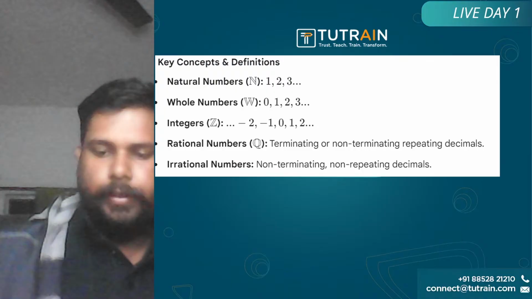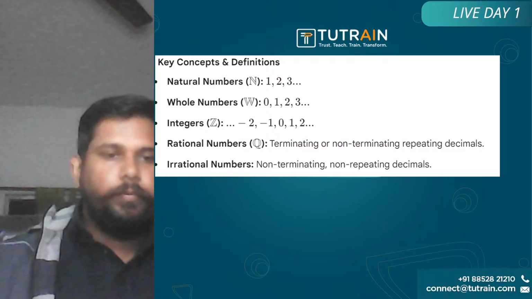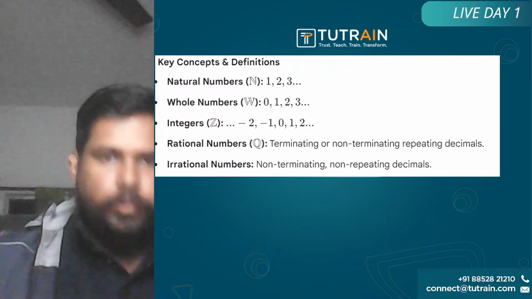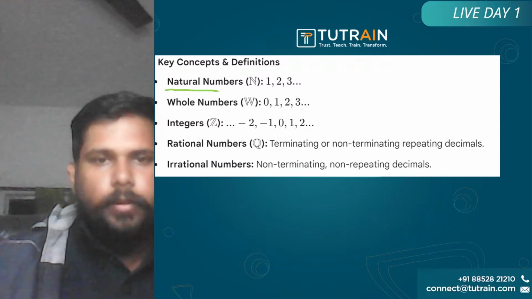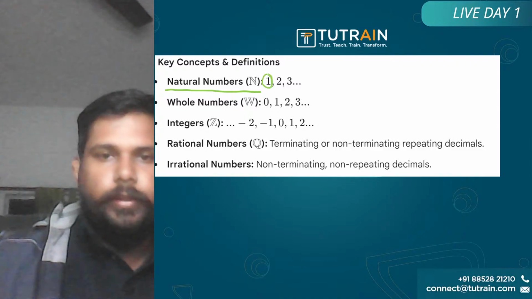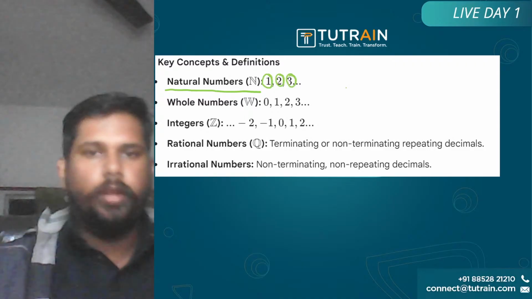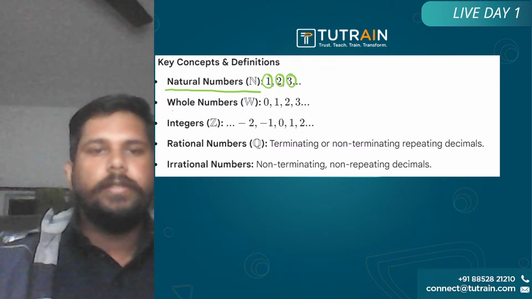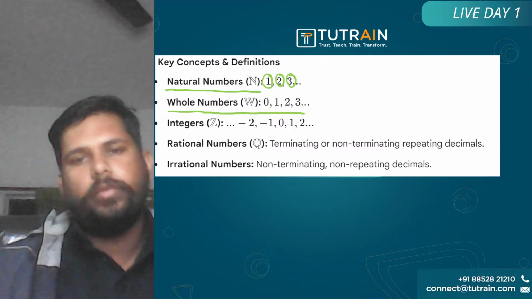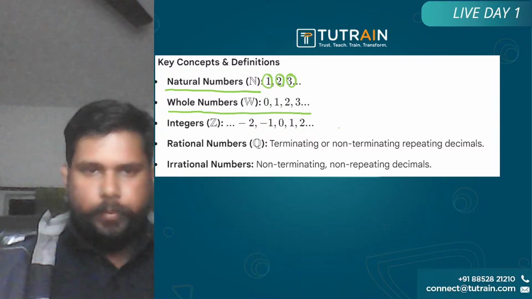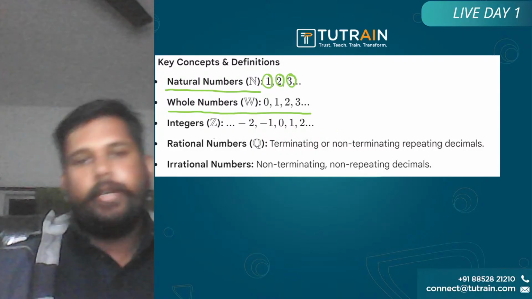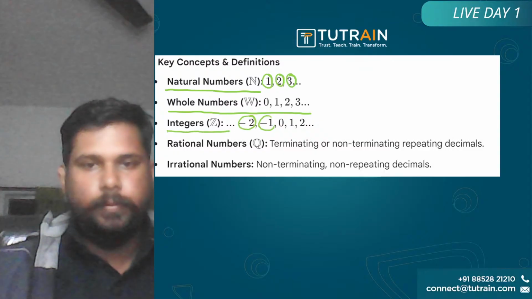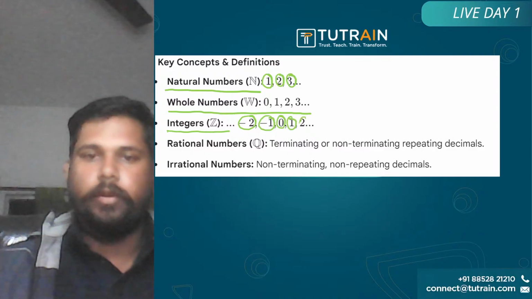Before we get started, you should have studied all these numbers. Let's recapitulate. What are natural numbers? The numbers starting from 1, 2, 3, 4 and so on up to infinity are called natural numbers. Those numbers starting from 0, 1, 2, 3, 4 and so on are called whole numbers. Now, what are integers? Integers are the numbers which consist of the negative numbers, 0 and positive numbers.